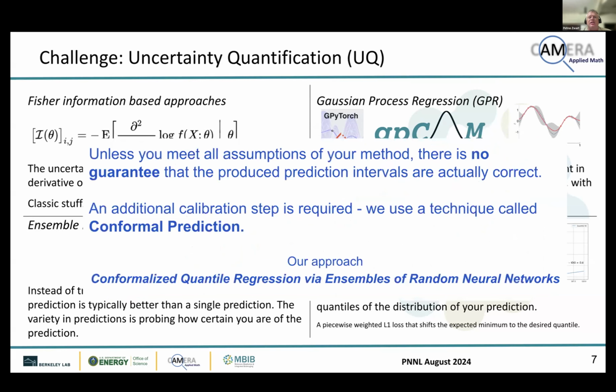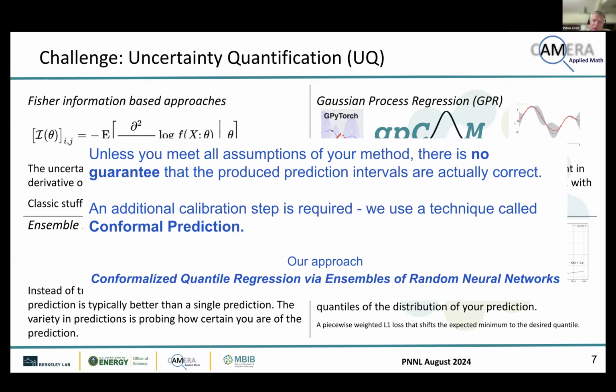So what I actually mean by this is that unless you meet all of the assumptions of your method, you actually don't have a guarantee that the uncertainties that you get in the produced predictions are actually correct. Like in Gaussian process regression or the Fisher information based approaches, there's a lot of stuff that actually has to be met before that is correct. So if you want to make sure that it's correct, you need an additional calibration step. And that calibration step is fairly straightforward, and it's a technique called conformal prediction.